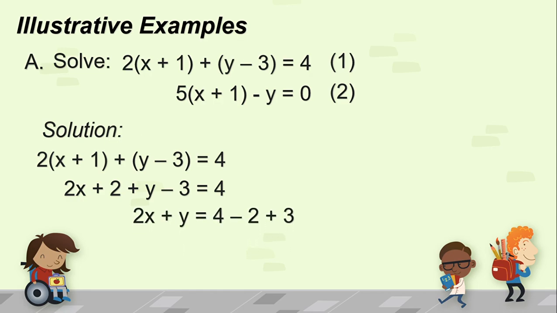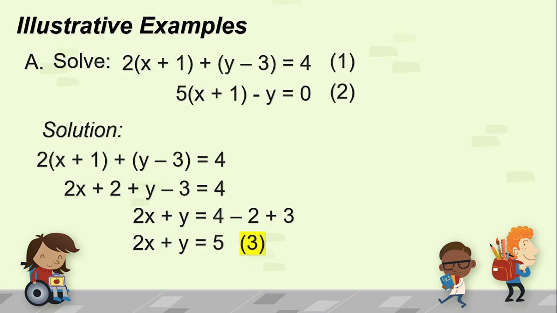So we're going to transpose positive 2 and negative 3 to the right side, and then it will become 2x plus y is equal to 4 minus 2 plus 3. And then it will become 2x plus y is equal to 5. And this will serve as our third equation.